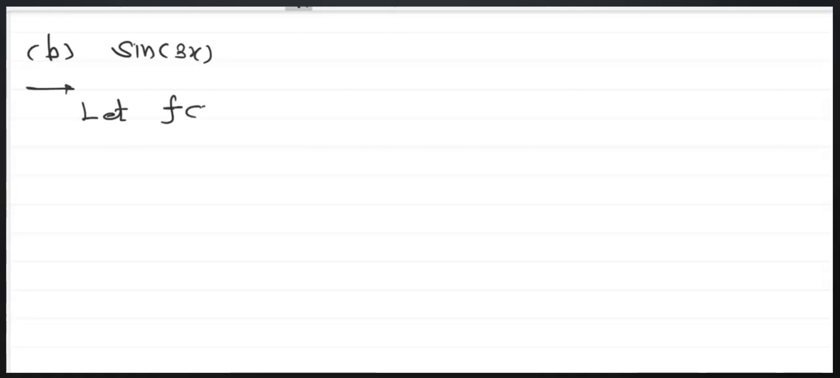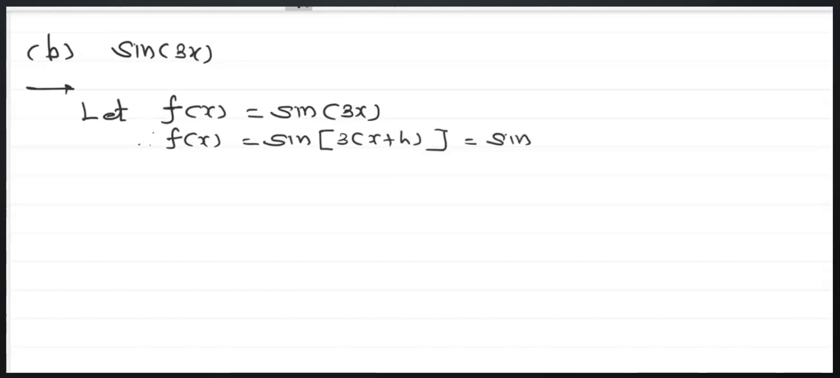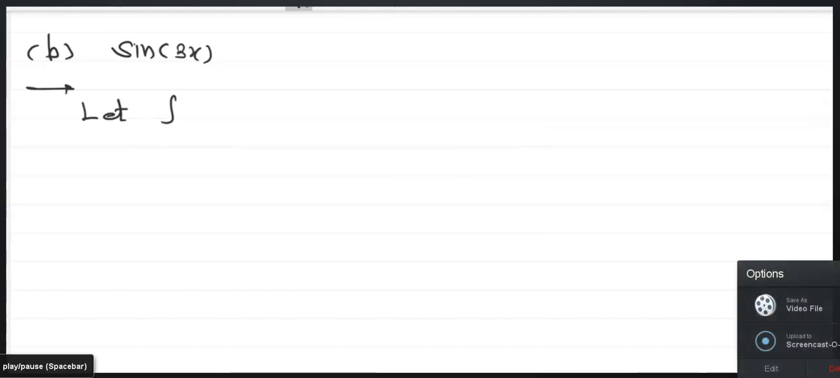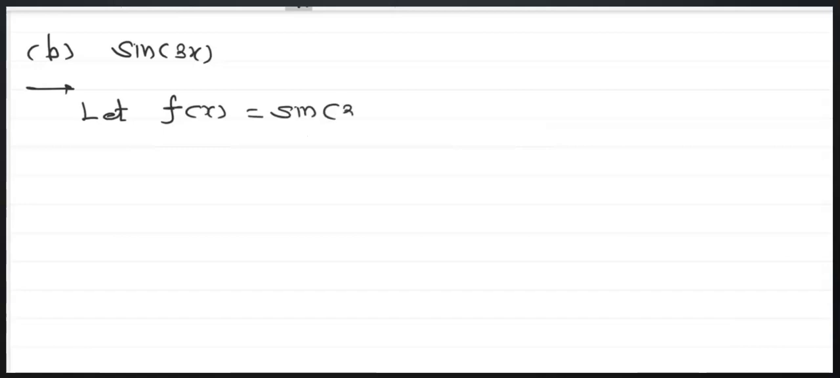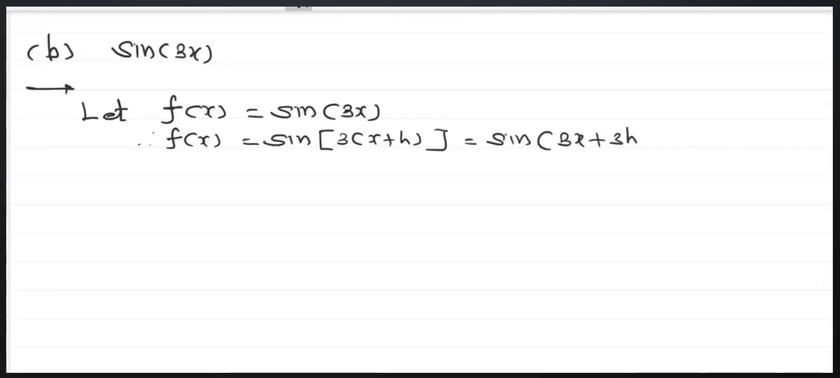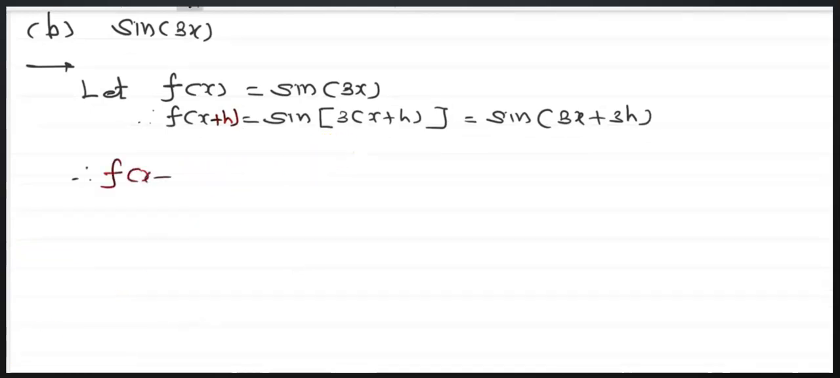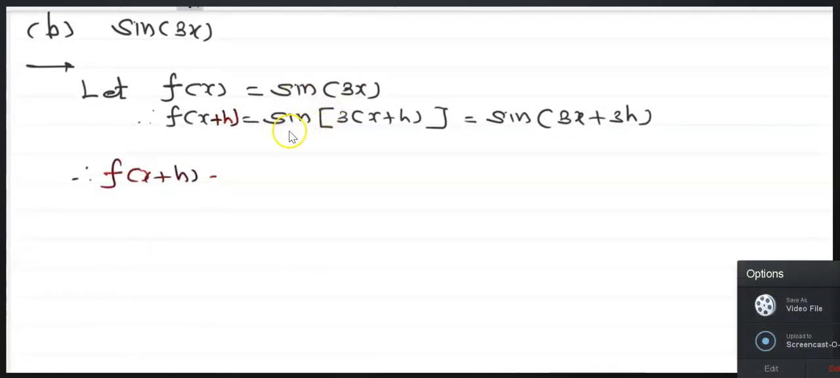Now sine of 3x is equals to, now the function is sine of 3x. f of x is equals to sine of 3x, f of x plus h is equals to, now you can see this, sine 3 times (x plus h). If we simplify, then you will get sine of 3x plus 3h.